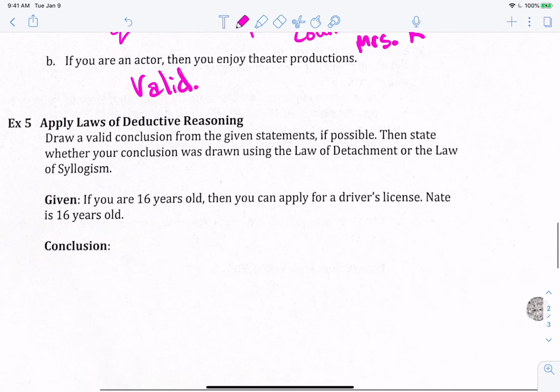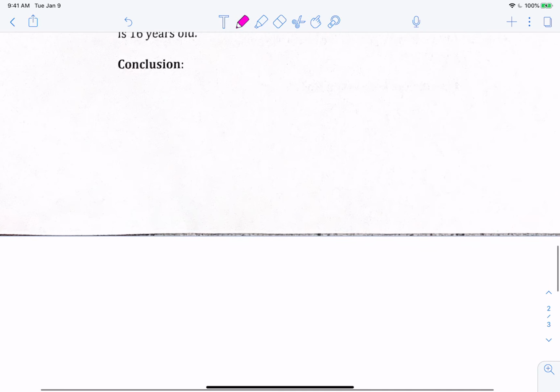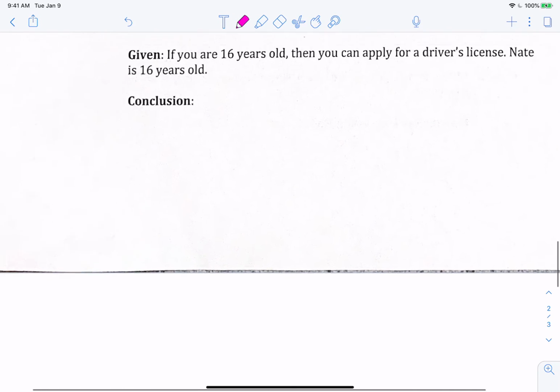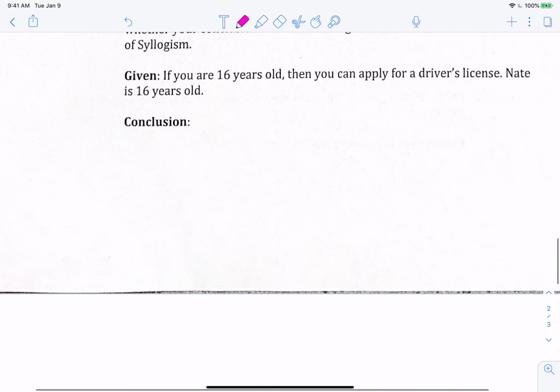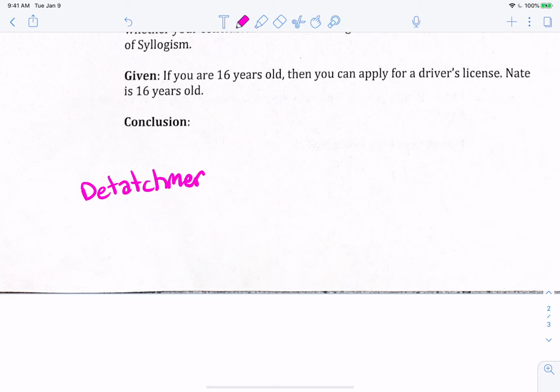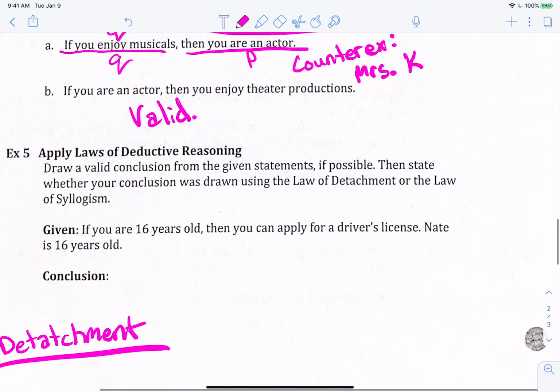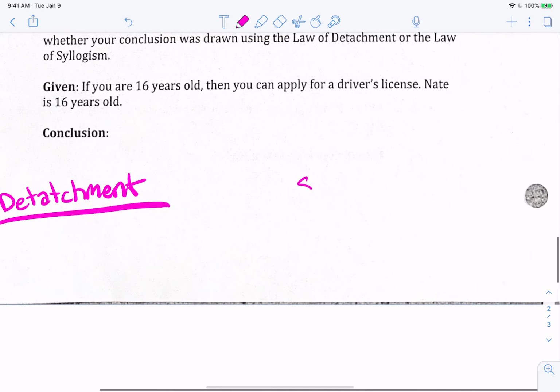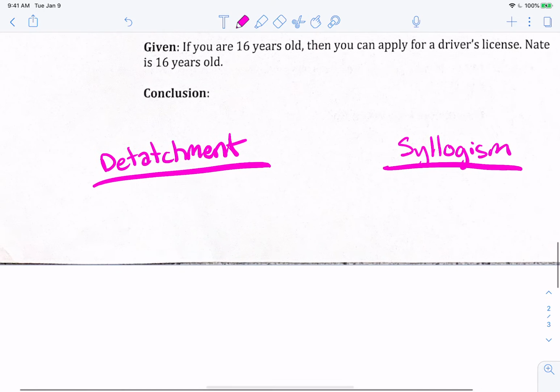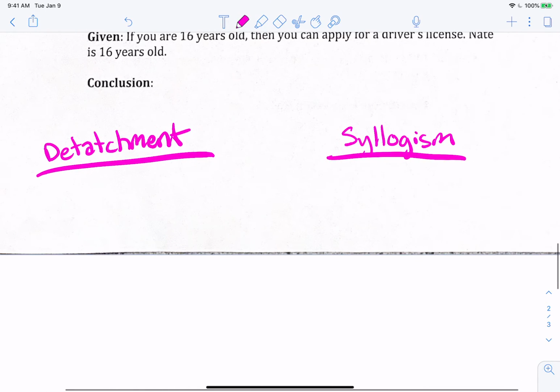All right, last thing. Apply some deductive reasoning. Draw a valid conclusion from the given statements if possible. So, let me break this down before we get our conclusion. The law of detachment and the law of syllogism. Wait, did you put valid for B? B is valid. I thought we said it was invalid. No. Wait. Here's how these two break down.